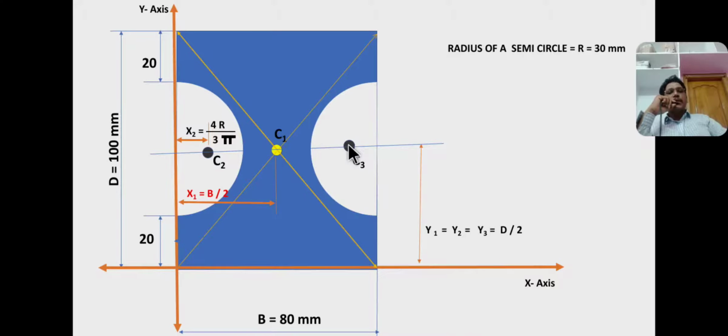Now x3 is equal to the total base B minus this gap, that is 4r by 3 pi. From here to here the value is 4r by 3 pi. So the total base from here to here is 80 mm. So x3 equal to 80 minus 4r by 3 pi. So these are the values.